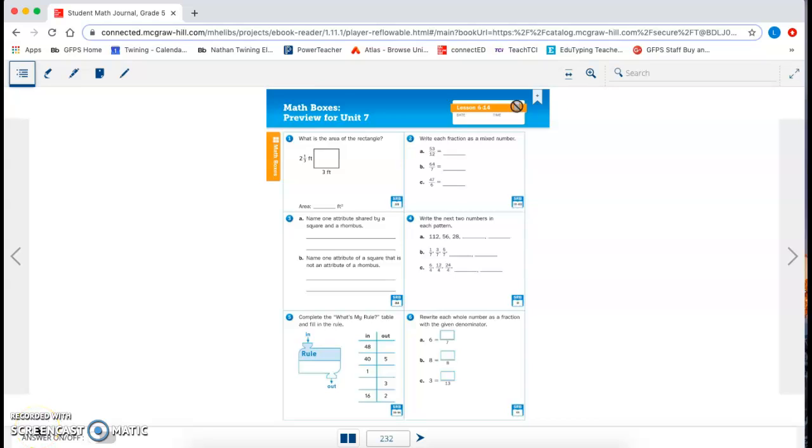Good morning, fifth grade. We have made it to the last math assignment that we will have out of our Everyday Math for this school year. As you can see, for lesson 6-14, we have Math Boxes preview for Unit 7. Remember, with the preview, you're just trying to do the best that you can.